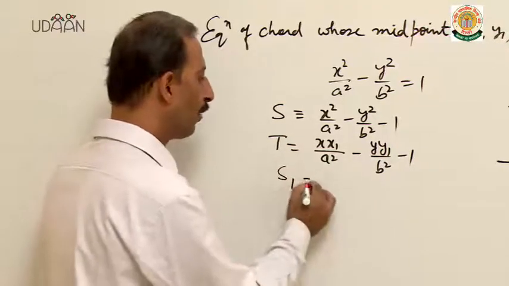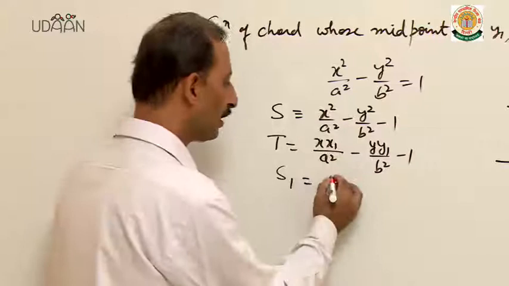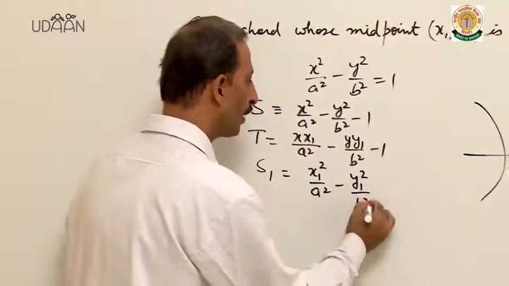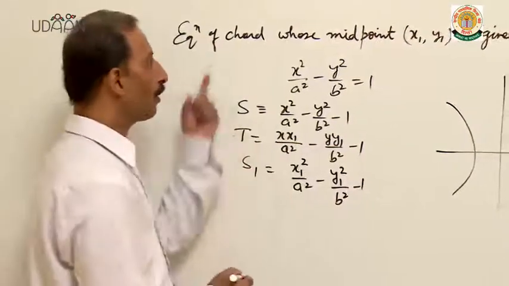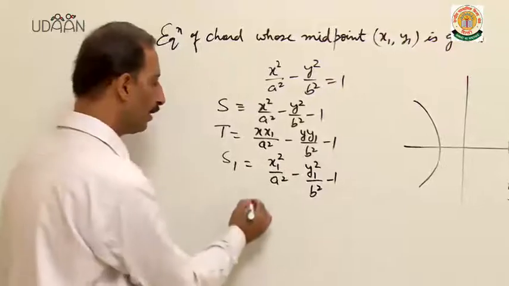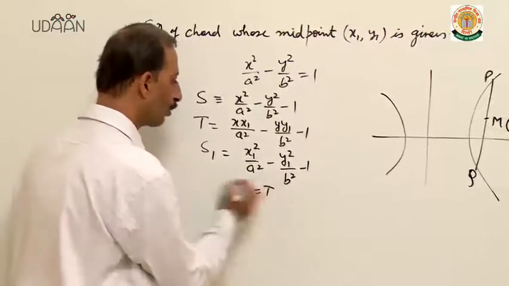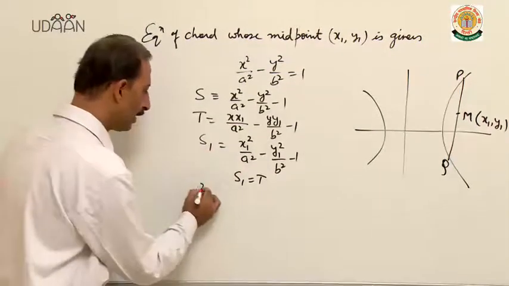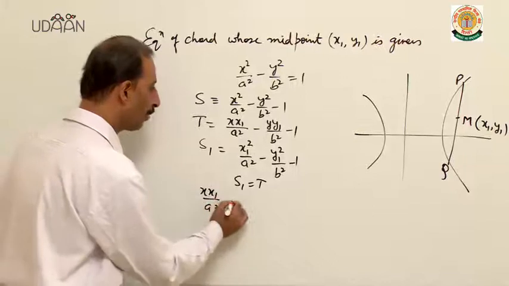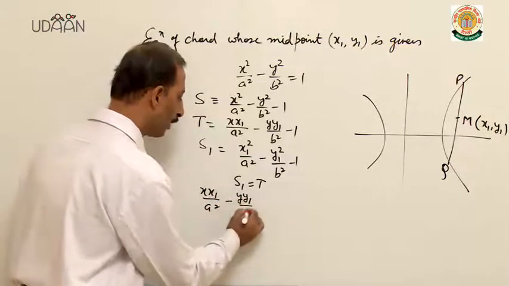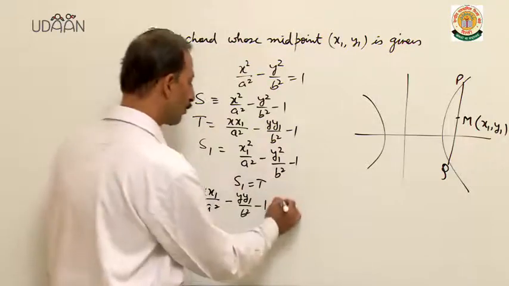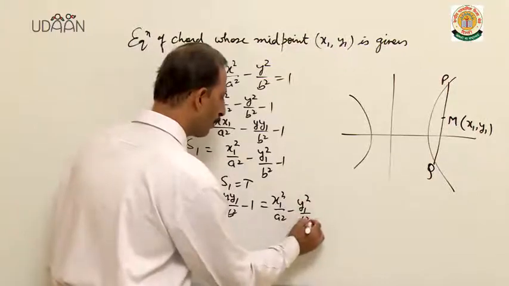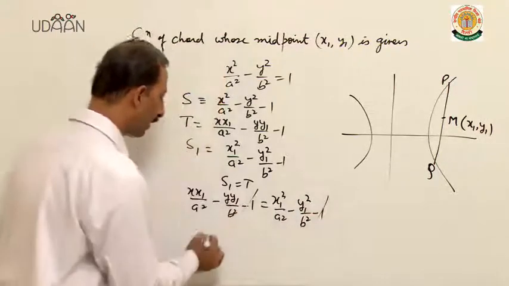Now value of S1. S1 you will get when x is replaced by x1 and y is replaced by y1. This is the value of S1. Now equation of chord whose midpoint is given by S1 is equal to T. So put the value of S1 and T, you will get T value is x1 upon a square minus y1 upon b square minus 1, and value of S1 is x1 square upon a square minus y1 square upon b square minus 1. Minus 1 will be cancelled.